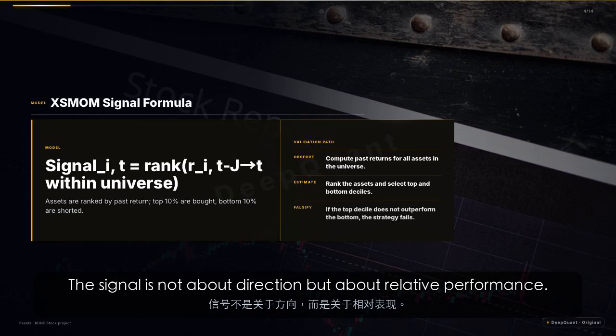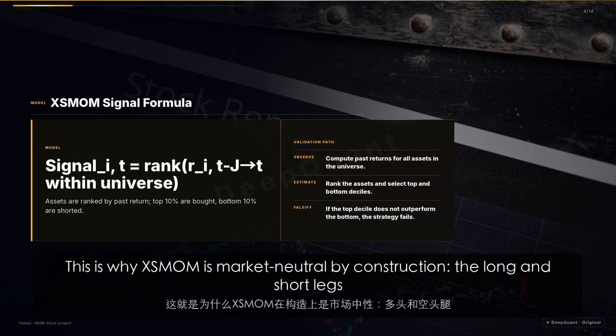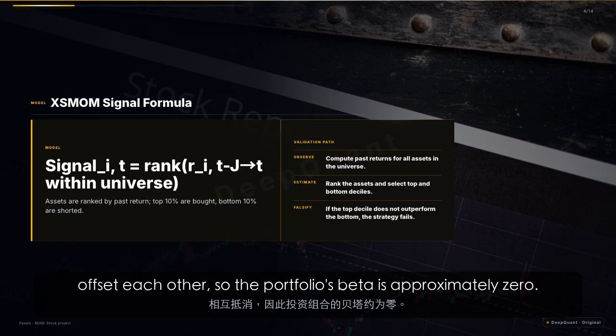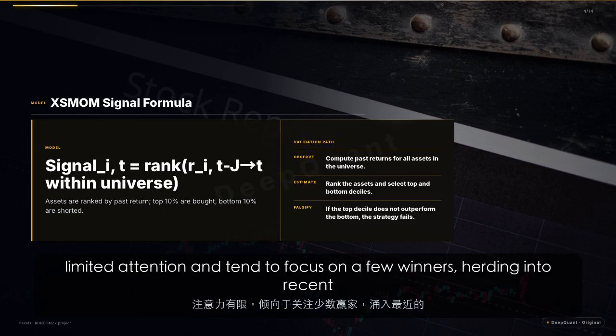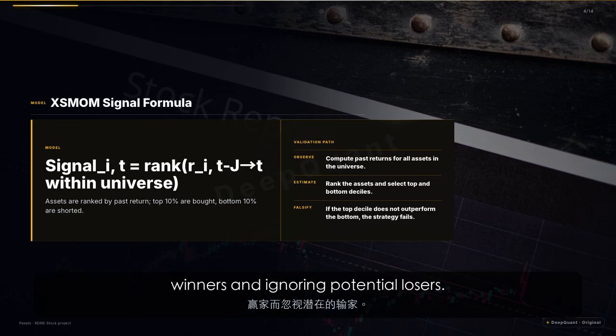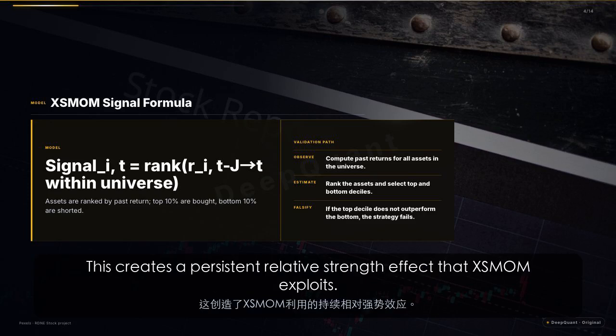The signal is not about direction but about relative performance. This is why XSMOM is market neutral by construction. The long and short legs offset each other, so the portfolio's beta is approximately zero. The mechanism behind XSMOM is cross-sectional underreaction. Investors have limited attention and tend to focus on a few winners, herding into recent winners and ignoring potential losers. This creates a persistent relative strength effect that XSMOM exploits.